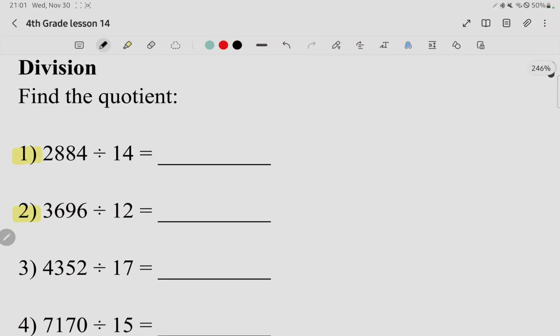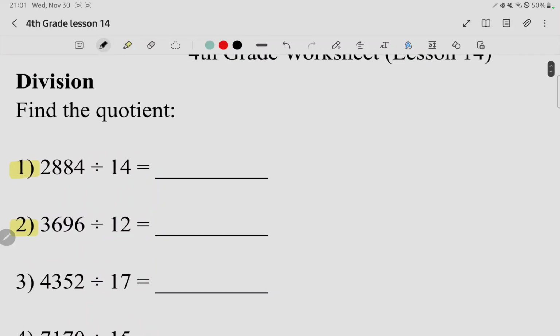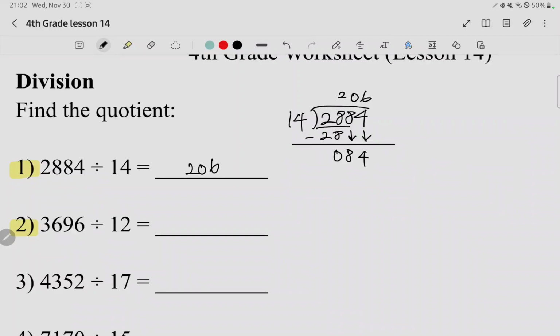Okay, so for number one, we're going to write it in long division. Anytime we divide, so this becomes 2884 divided by 14. 14 can go into 28 two times, so this will become 28, and you subtract, so this will become 0. And once you subtract, then this 8 brings down, but 14 cannot go into 8, so this will become 0. And once 4 comes down, then 14 can go into 84 6 times. So this will become 206.